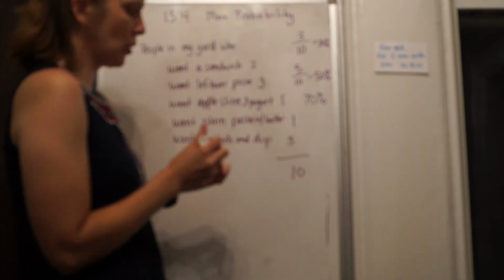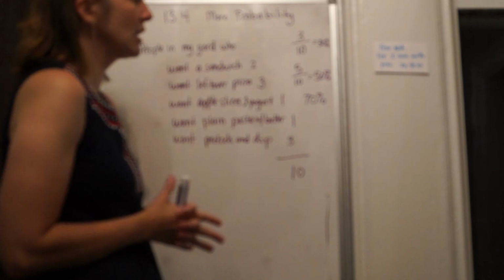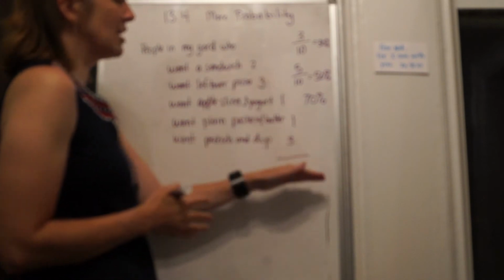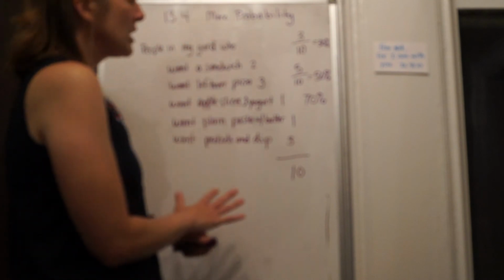So instead of a spinner or a box of marbles, we have numbers of people, and it's going to be much bigger numbers. So you're probably going to want a calculator in this case, because theirs is not going to conveniently add up to 10. It's going to add up to bigger numbers. That's all there is in this section.